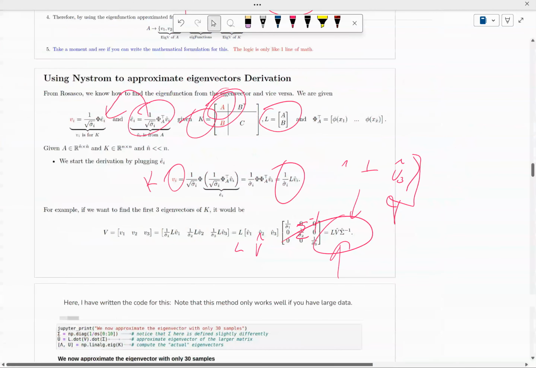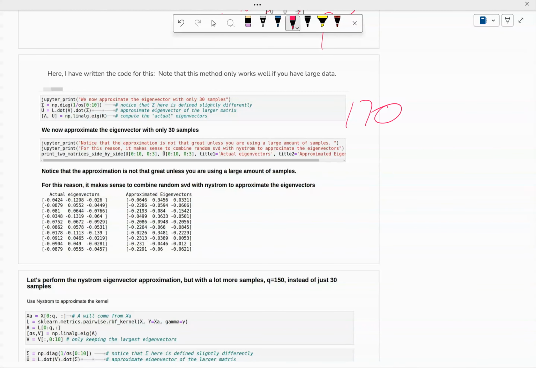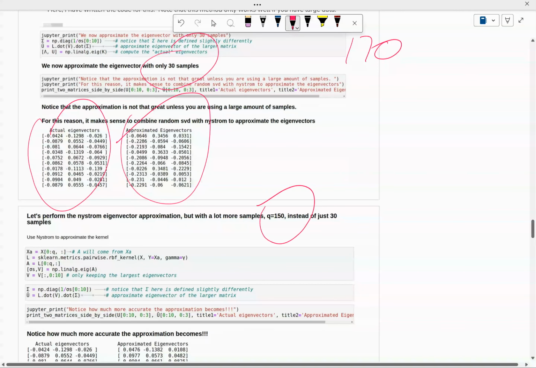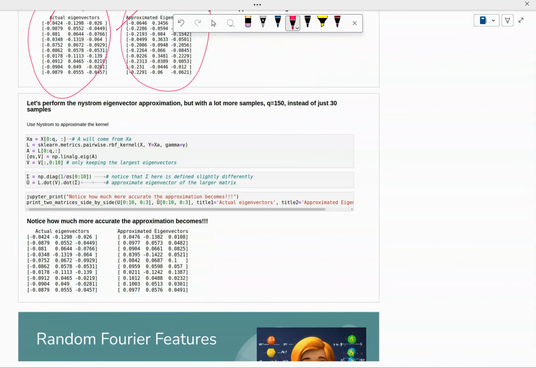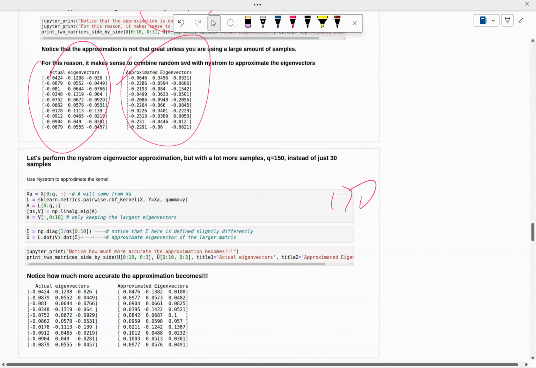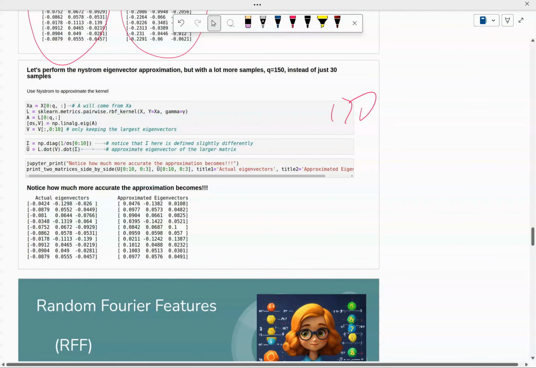Now I wrote the code to show you. In this particular example, I didn't use very large data. I think I only used 170. If you use 30 samples, it didn't do a good job in the approximation, and if I use more, it did a pretty good job. You can see that the actual and the approximation are pretty close. This is specific to very large numbers, and 170 wasn't very large, so I recommend you try it with a larger one. Okay, so this is part 3, and in the next part, we'll talk about random Fourier feature.